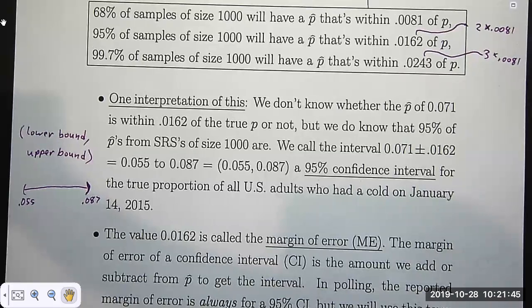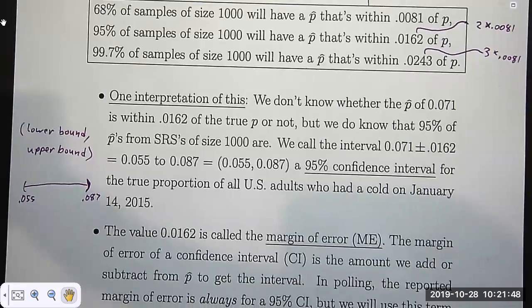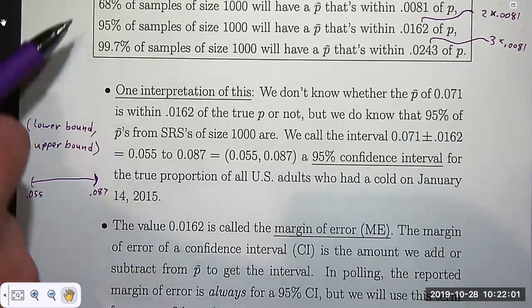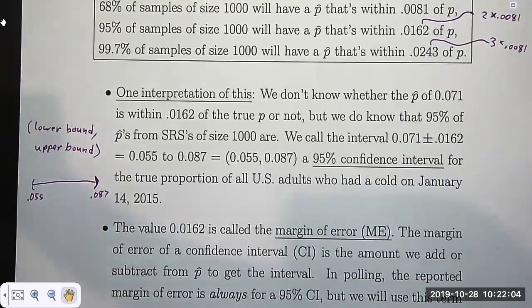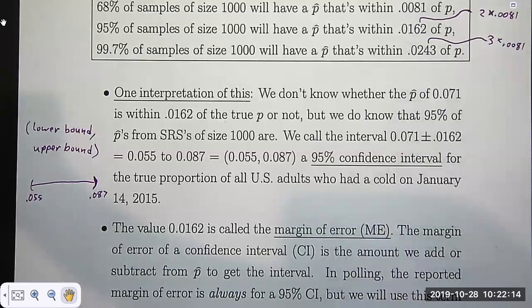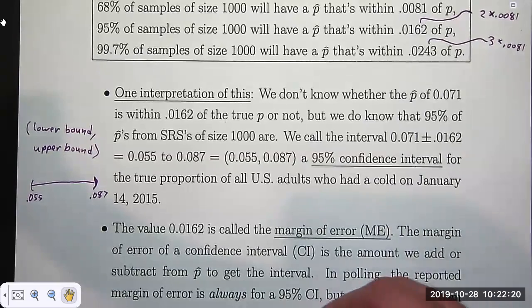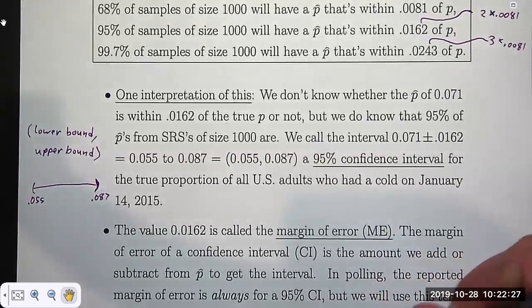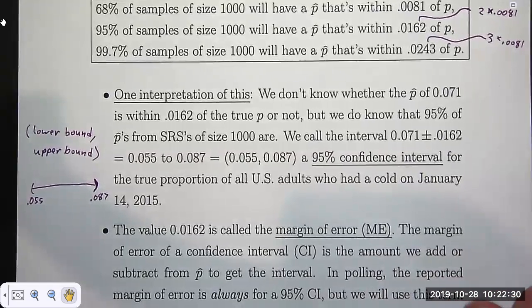All right, so here's a question: why did we use 2 times the standard error as the margin of error for a 95% confidence interval? That has to do with the 68, 95, 99.7 rule. So that's why we know that we use twice the standard error of 0.0081. This is based on the 68, 95, 99.7 rule.